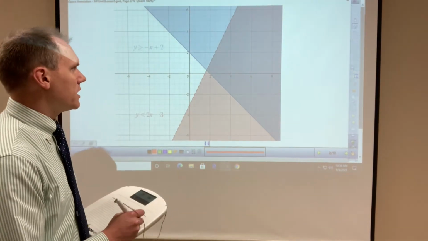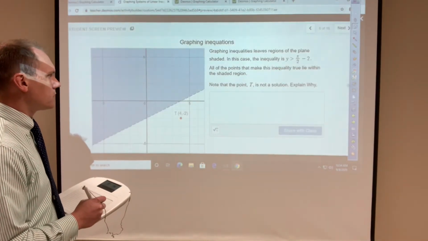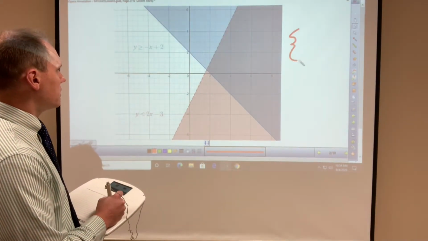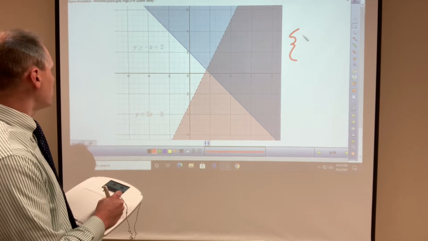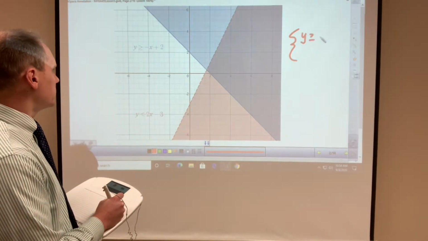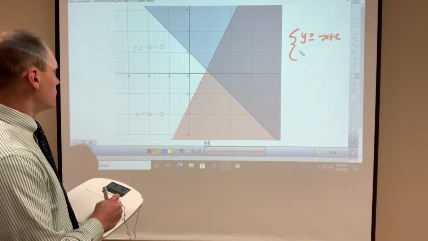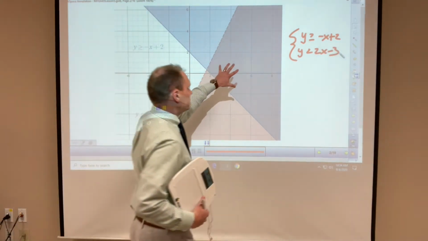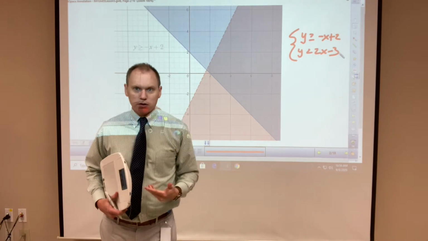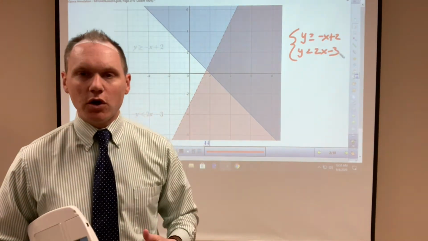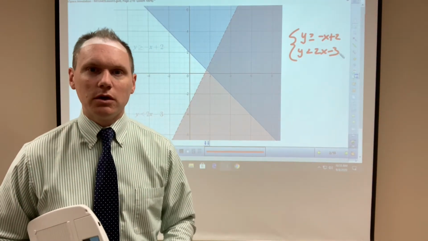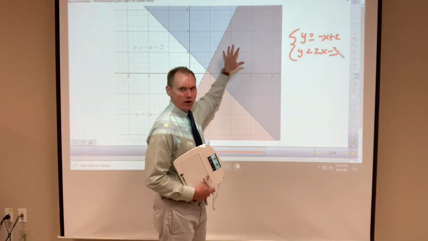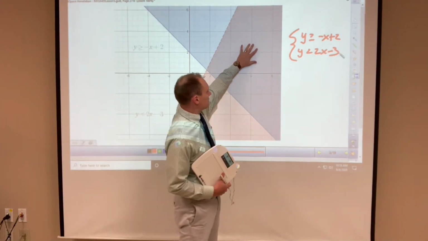So if we were to say solve this system of inequalities, y is greater than or equal to negative x plus 2, and y is less than 2x minus 3, all of these would be solutions. So really your answer is this graph. There's no way to write out every single solution to this system. And so what we do instead is we just graph the solutions this way.